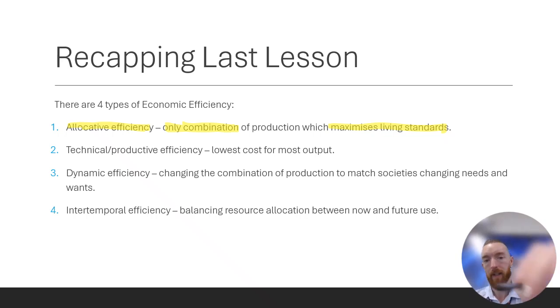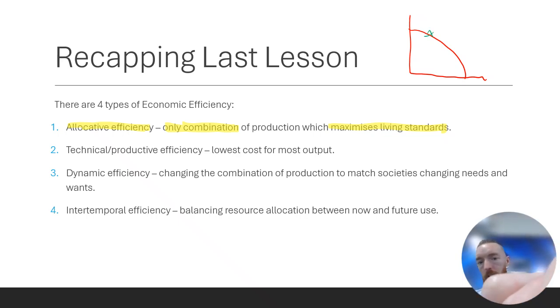We talked about this a little bit with our production possibility diagram, which looks a little bit like this. And somewhere on this curve is allocative efficiency. It could be here, it could be here. It depends on the society. It really will depend on the people who live there. What they want, what they need is going to affect which point on that curve is allocatively efficient. Then we've got technical or productive efficiency. Like we just said in the starter activity, it's the lowest cost for the most output. Any point along this curve is going to be technically efficient, because that is using all of our resources to their maximal potential. So it is the most output from the resources that we currently have.